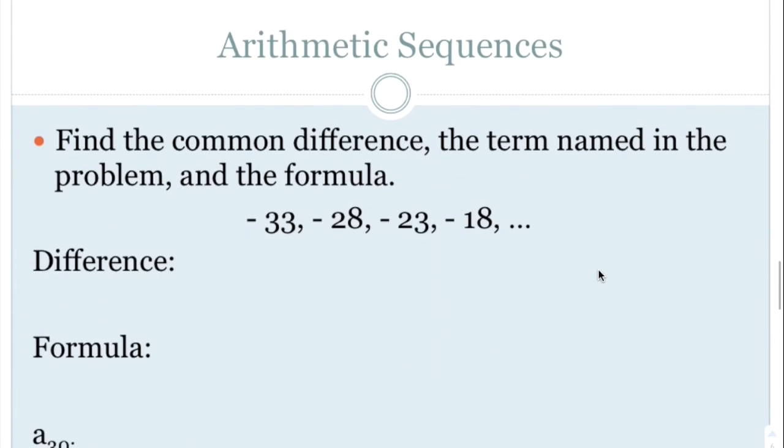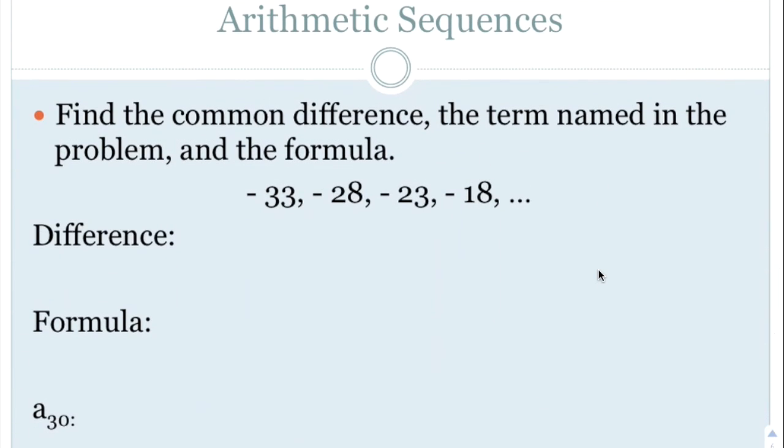It would be a good idea at this time to try this one on your own, pause the video, and then check that you did it correctly. On this one, you can see that we are going up by 5 each time. So our difference here is 5. So plugging this into our formula, we're finding the 30th term here.